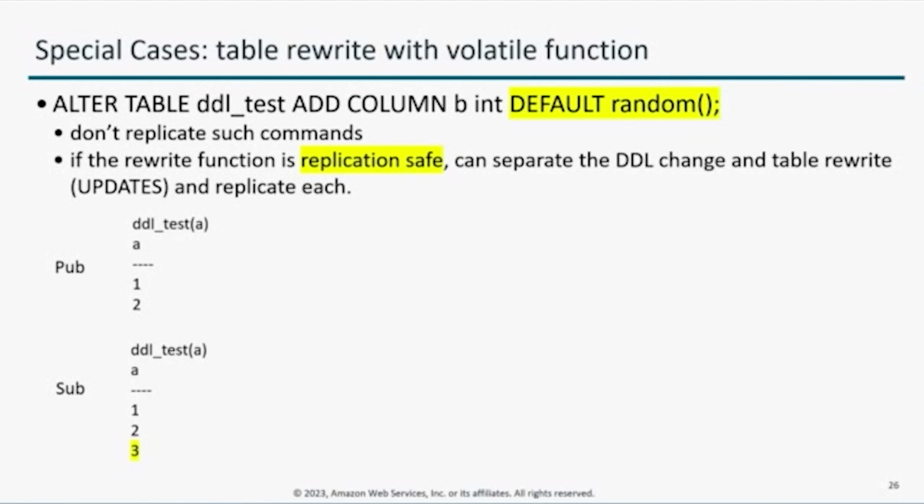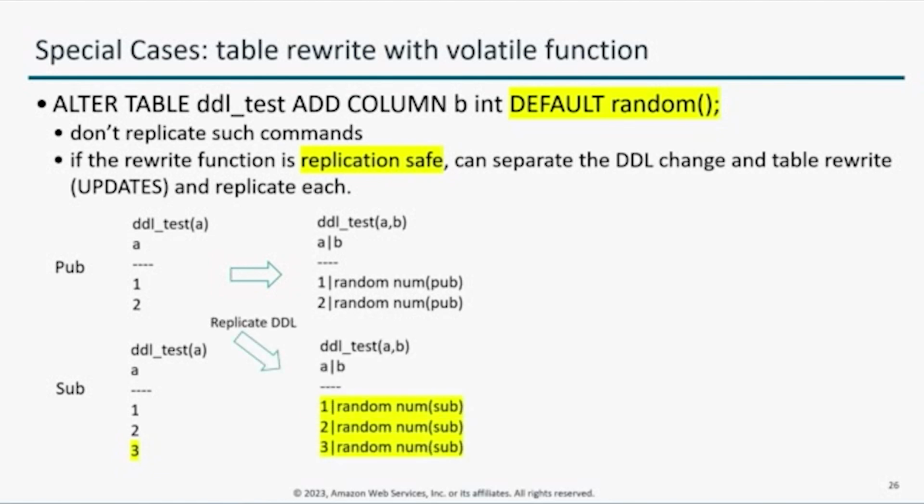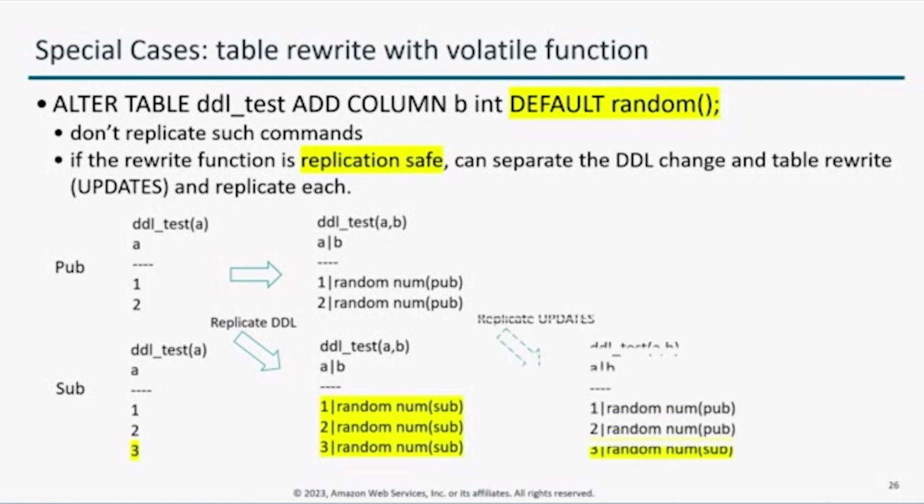Okay. Yeah. So for example, let's try to replicate this command here. Let's say we have the table DDL_test on the publisher and subscriber, but on the subscriber, you have an extra row with the value 3. Then we run the alter table command on the publisher, and this table becomes like this with the random data populated for the new column B, and we'll replicate this command over. So the subscriber looks like this. Notice that the random numbers are different because it's a volatile function. Then we'll let the updates on the publisher also replicate to the subscriber. Then the final view of this table looks like this. So only the third row looks different, which is fine because the third row doesn't exist on the publisher in the first place.